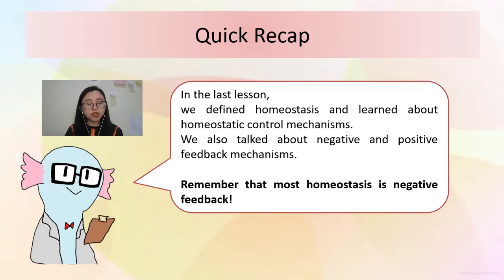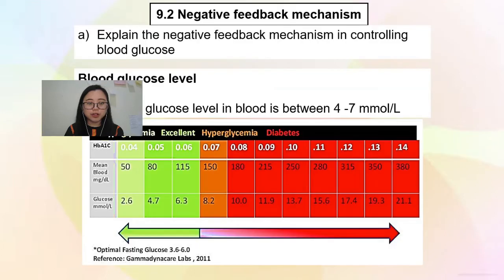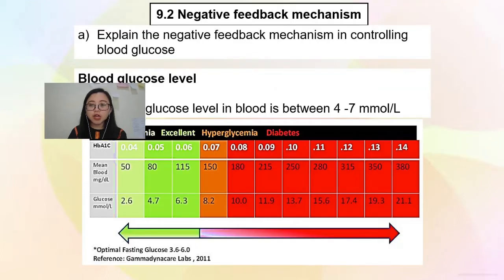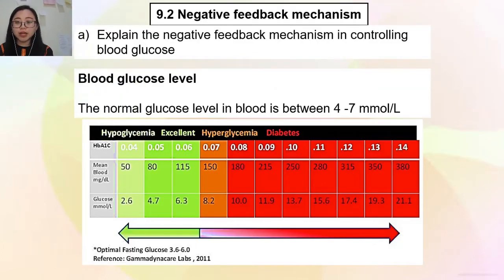Okay, so in this video, we're going to focus on how negative feedback mechanism works with the changing blood glucose levels. So let's have a look. First things first, we'll talk about what is blood glucose level. Blood glucose is kandungan gula dalam darah. Okay, so the normal blood glucose level is between 4 to 7 millimole per liter.